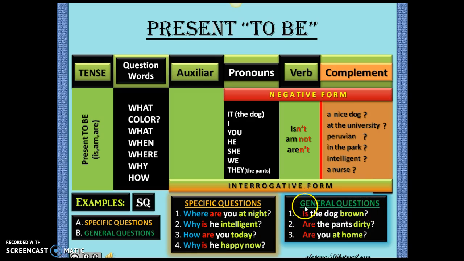Then we saw the general questions. When you write a question that asks for the general questions, you start by the auxiliary. From the auxiliary, you start this order. So you have, is the dog brown? You see? When you have the auxiliary here, then the pronoun, and then the complement. Are the pants dirty? Are you at home?